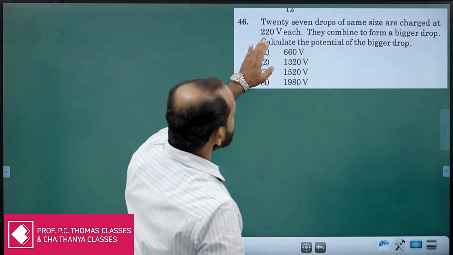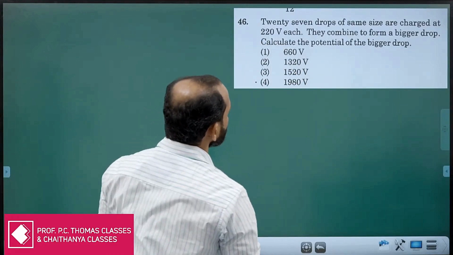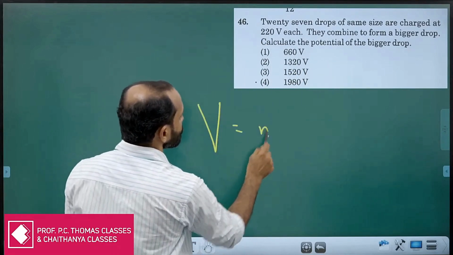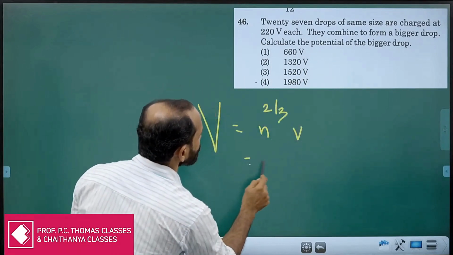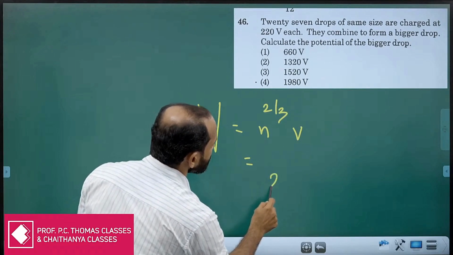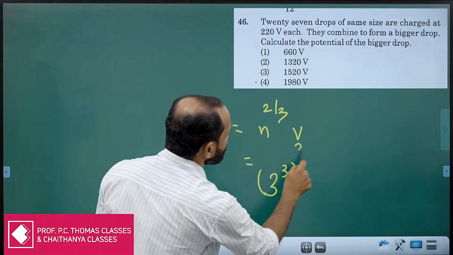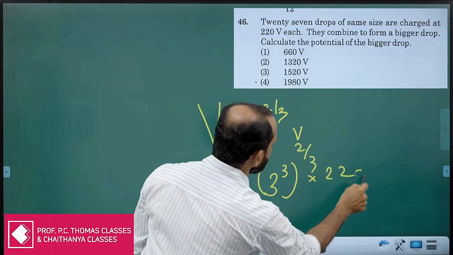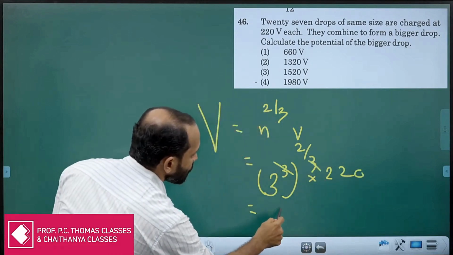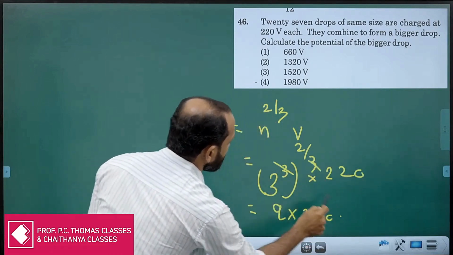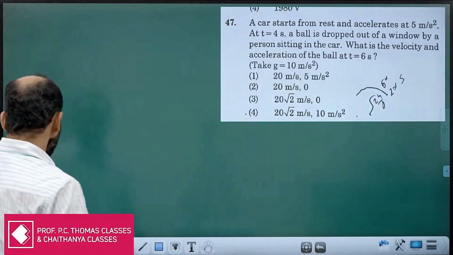36. 27 drops of the same size. Calculate the potential of the big drop, which is equal to n raised to 2 by 3 times the potential of each. N is 27, and 27 can be written as 3 cube. 3 cube raised to 2 by 3 times 220. The 3 cancels, 3 square is 9. 9 times 220 is 1980.